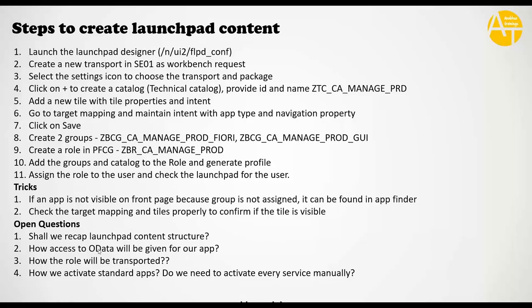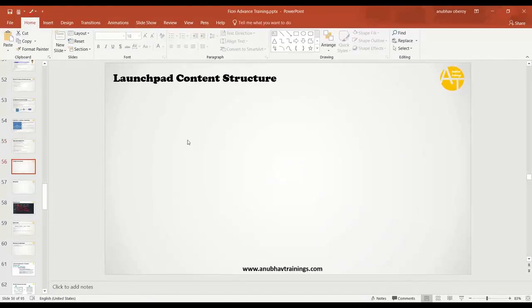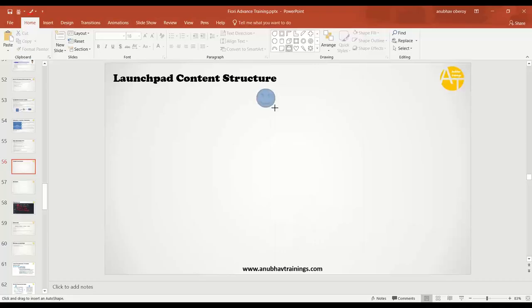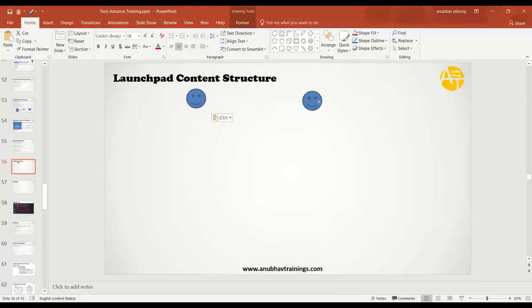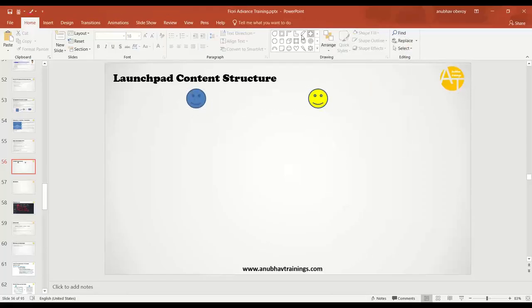So let's start with a quick recap of the Launchpad content which we saw so far. We learned about Launchpad content like catalogs, groups and so on, and how these things are interrelated. Let me start from the user perspective, our end user or Launchpad administrator user. You can see here, this is our end user, this is our business user, and this is us. We are the Fiori security expert.